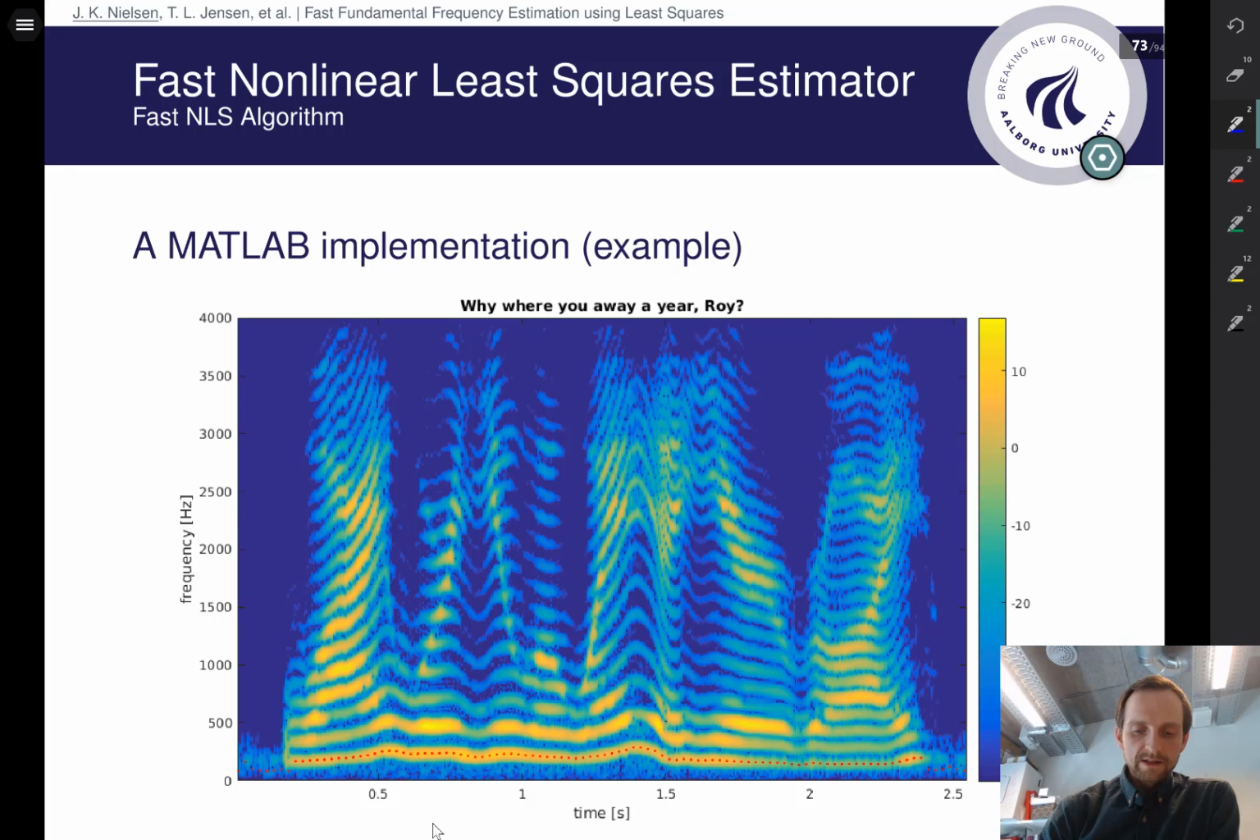This is a spectrogram of the signal, and you can see the red dots down here. These are the estimates of the fundamental frequency for each of these segments. And you can see that it works fairly well here. When you download the code, there's also an audio example where we analyze a viola signal, I think it is.